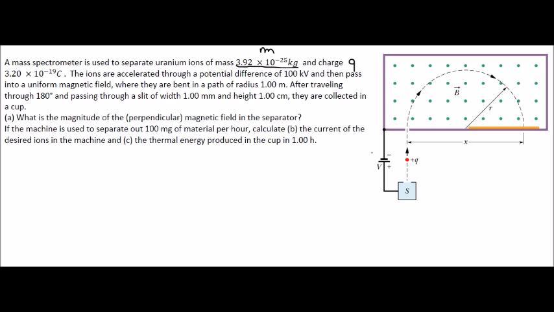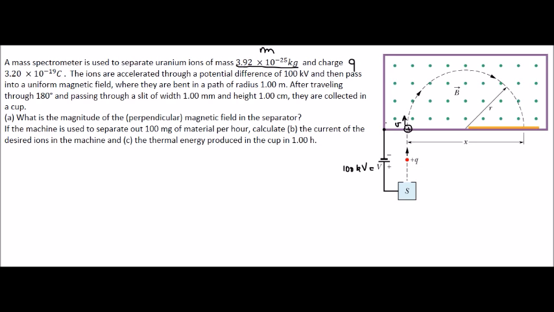So that's V, and V is equal to 100 kilovolt. And then they pass into a uniform magnetic field. Here it shows us a region of magnetic field. So they are accelerated, and here the ions will have a certain speed. All right, same ion, positively charged.